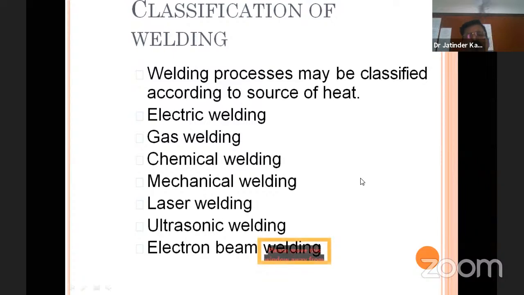So welding processes may be classified according to the source of heat. There are electric welding, gas welding, chemical welding, mechanical welding, laser welding, ultrasonic welding, electron beam. These are advanced techniques. Only mechanical engineering students and mechanical production engineering students study them in detail. The rest of the students only do practice in the first year, and after completion of first year, there is a training of 2 or 3 weeks, where they carry out those processes. The rest of the branches only study in first year, right?